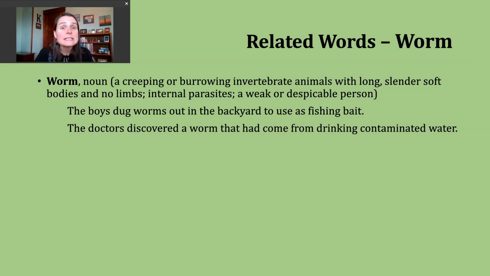fish. Now, a second way the noun worm gets used is to refer to internal parasites. These are things that can make people or animals very, very sick. An example of this. The doctors discovered a worm that had come from drinking contaminated water. Right? So again, here we're talking about something you really don't want to get and would like to avoid at any cost, because it can make someone very, very sick and even sometimes kill them.